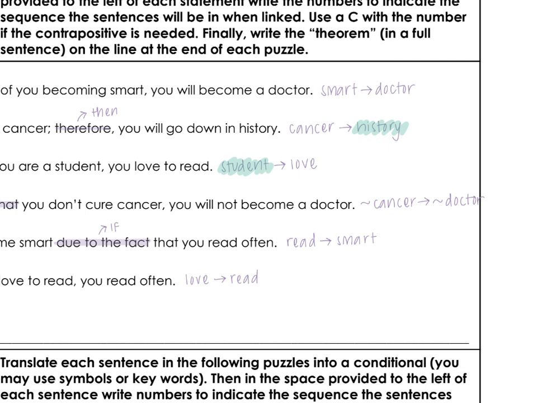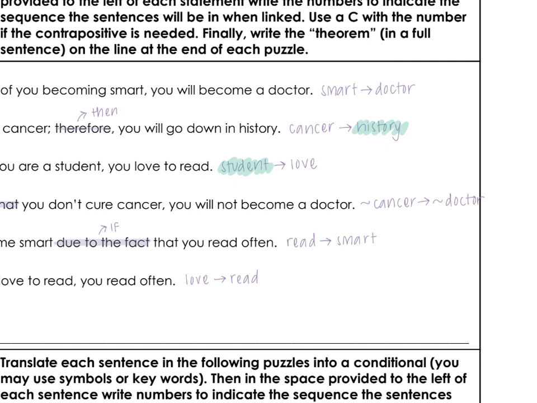It does not matter which one. My preference, honestly, is going to be that since student is already in the hypothesis spot and history is already in the conclusion, I'm going to start off with student, and that means I'll just end with that history. Now, as I mentioned earlier, you might do the contrapositive of my sentence. That might be your answer, and that's okay.